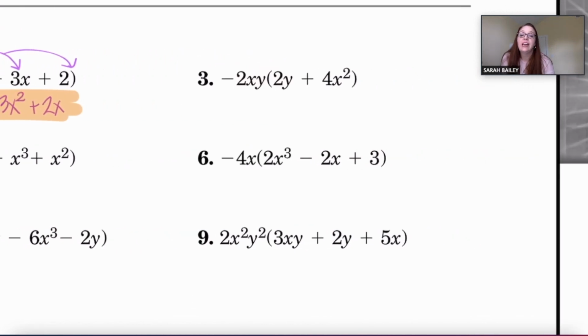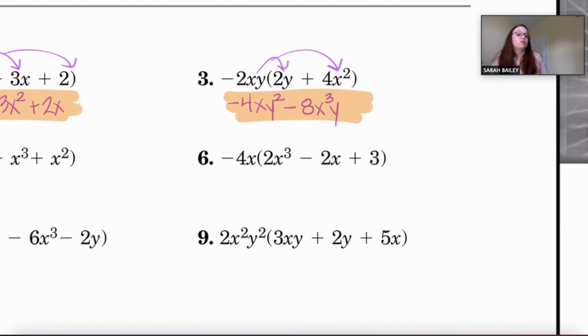Looking at number 3, I'm distributing that negative 2xy. So that's going to be negative 2xy times 2y. Well, negative 2 times 2 is negative 4. Keep the x, and then y times y would be y squared. Now I'm going to do negative 2xy times 4x squared. Well, negative 2 times positive 4 is going to give me negative 8, so I'm going to write minus 8. And then xy times x squared. Well, the x times the x squared gives me x cubed. Keep the y.